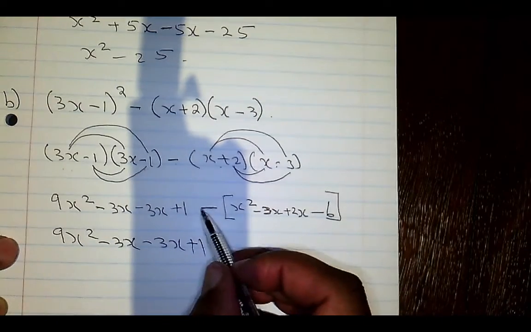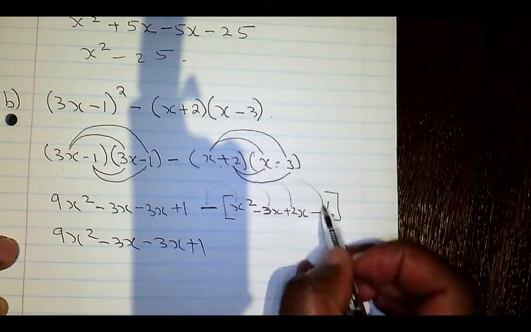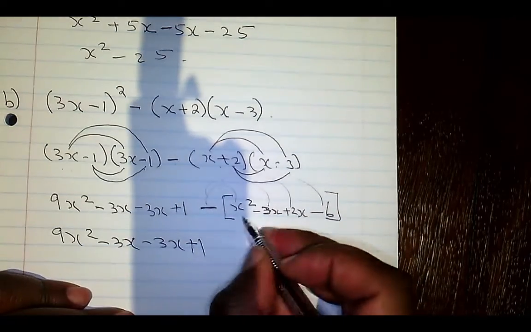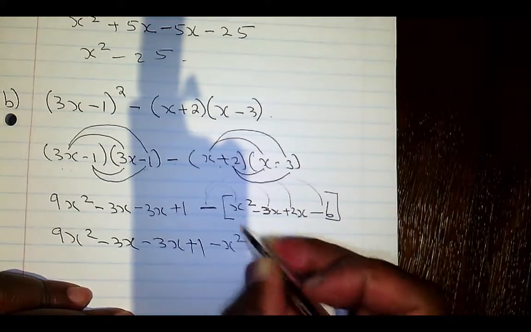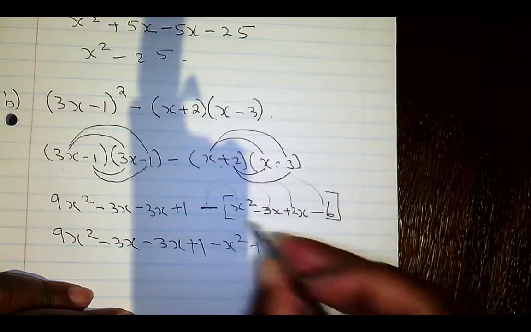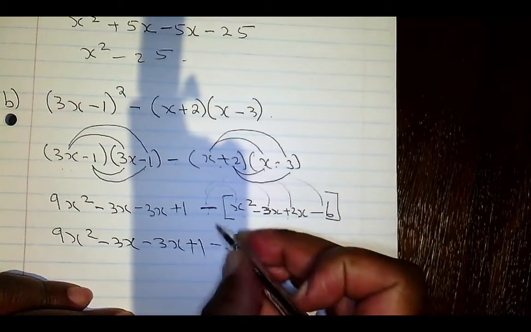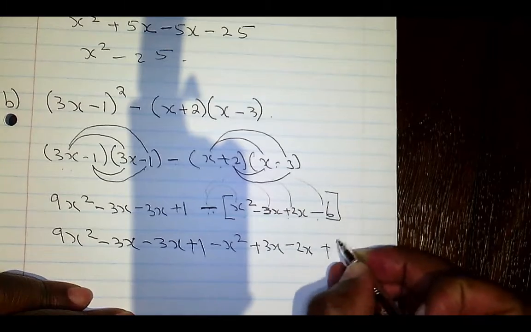Now we're going to distribute the minus. Now the minus is distributed inside. You see that? So then this will be negative x squared. This will give us a plus 3x. This and that will give us a minus 2x. And this and that will give us a plus 6.